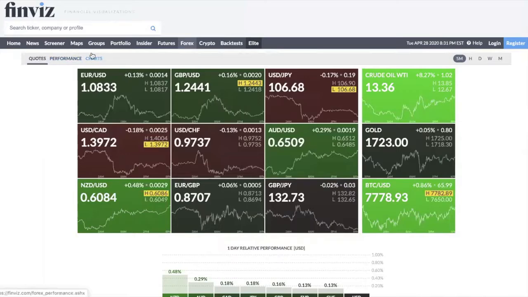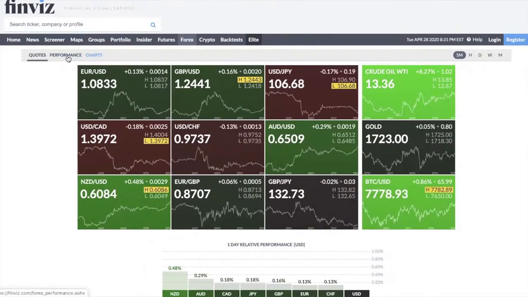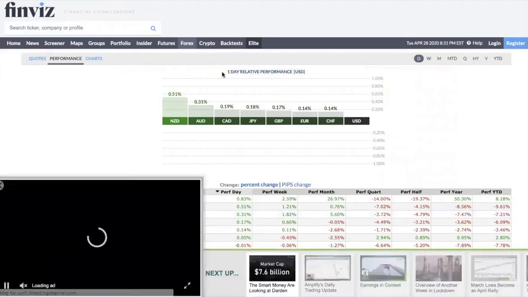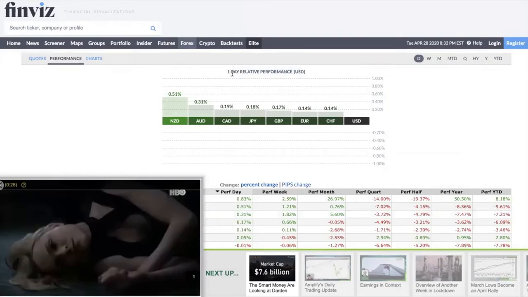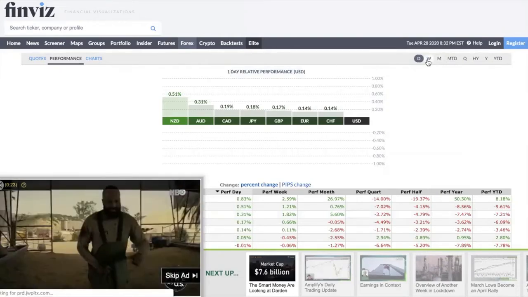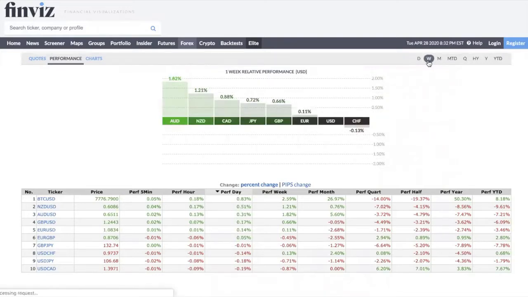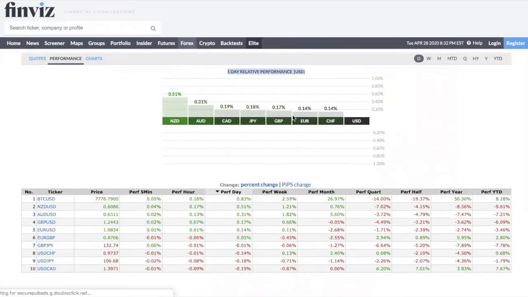What we're interested in is not really this area. I mean, you can check it out, but what we're interested in is actually the performance. When you come over to this tab, you are looking at the 1 day relative performance based on USD. You have the option to change to the weekly and monthly. When you do this, you actually want to look at the weekly. I'll explain more why later, but before I do that, let me explain what this is. This is measuring the relative performance of the USD in percentage terms.